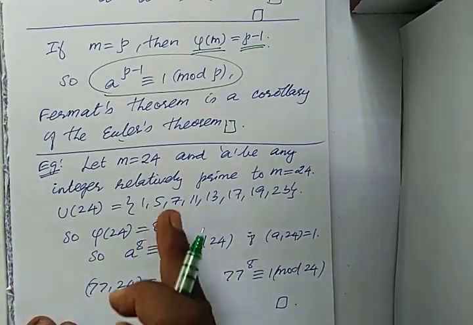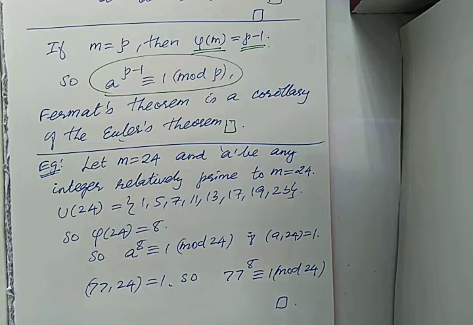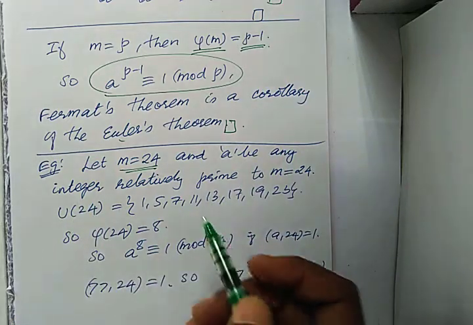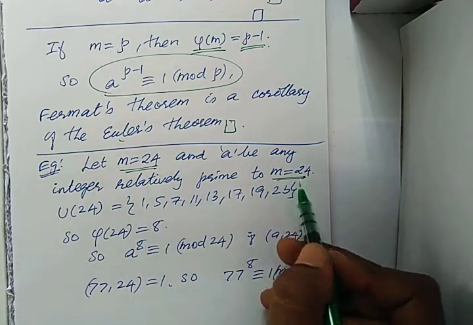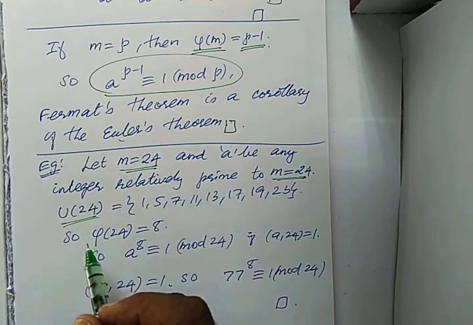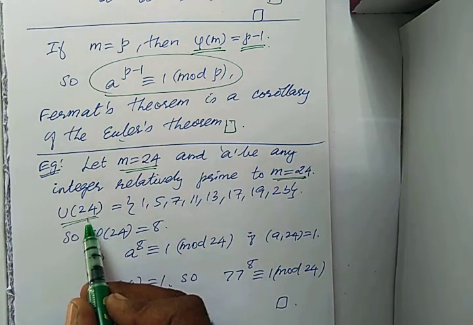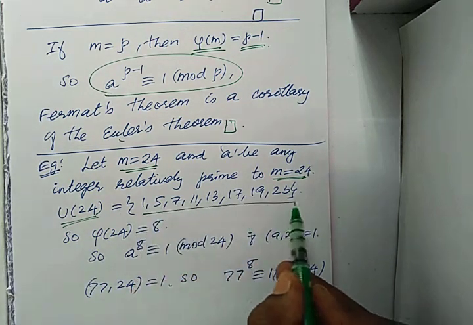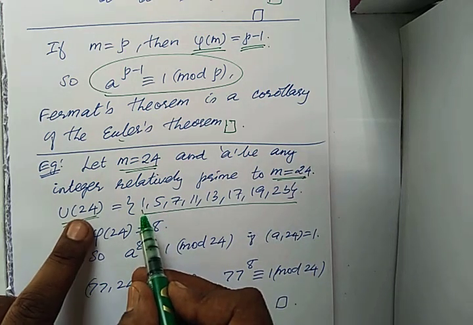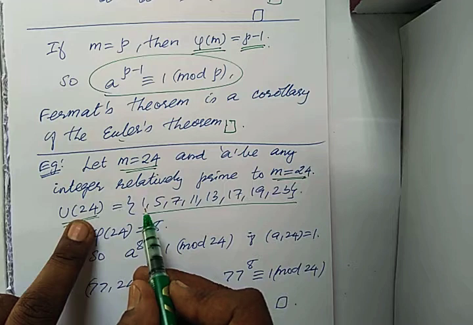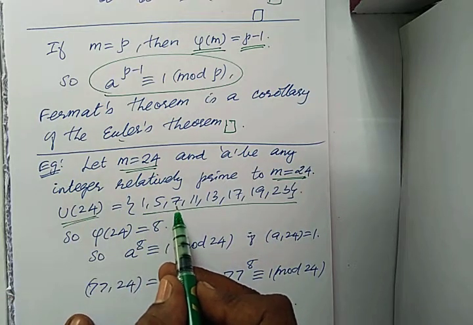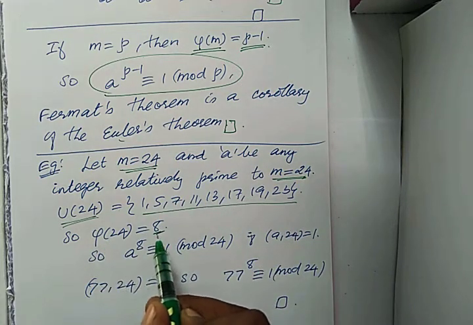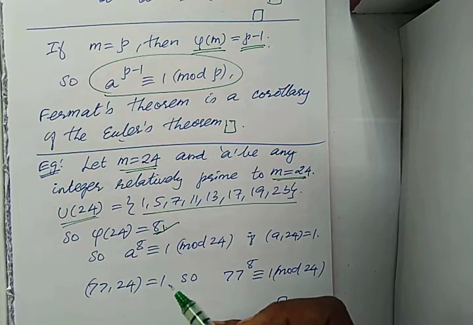Now let us see another example. Let m be 24, a any integer relatively prime to m. What is U of 24? U of 24 means the set of all positive integers less than or equal to 24 and relatively prime to 24. Here 1 is relatively prime to 24, but not 2, not 3, not 4, but 5, not 6, but 7, etc. We get this set. There are 8 numbers. So phi of 24 is equal to 8.